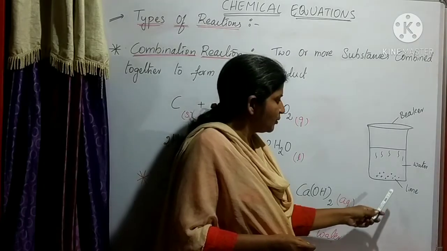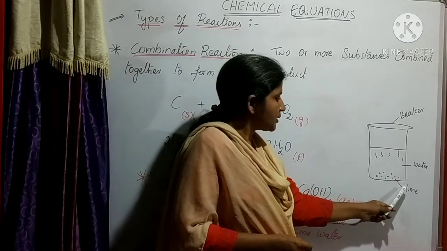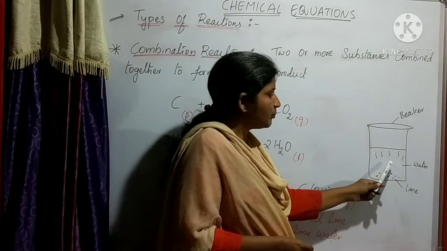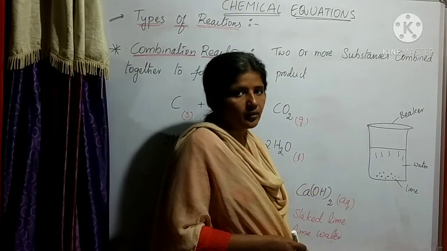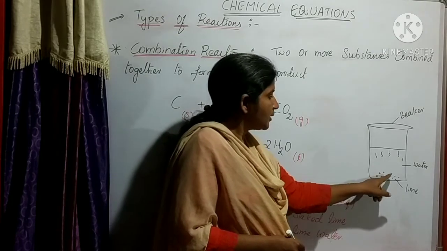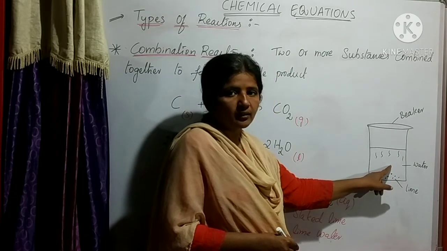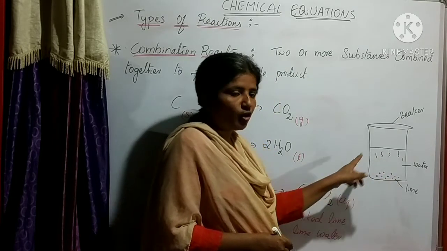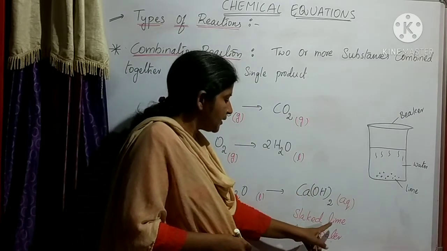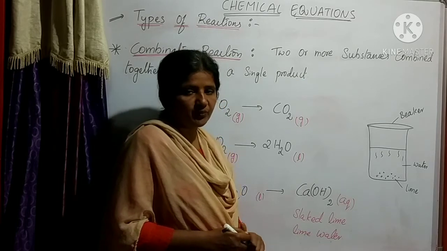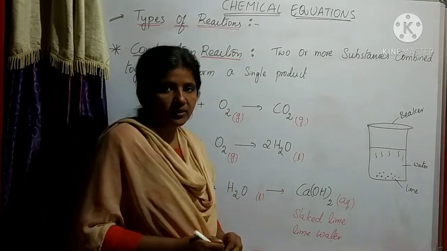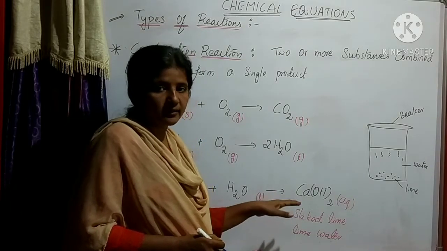Look here. In this beaker, some amount of lime is taken. To this lime, some quantity of water is added. When the water is added slowly, what will happen? This lime reacts with the water, combines with the water and forms calcium hydroxide. Calcium hydroxide's other names are slaked lime or lime water. This combination gives calcium hydroxide, so it is said to be a combination reaction.